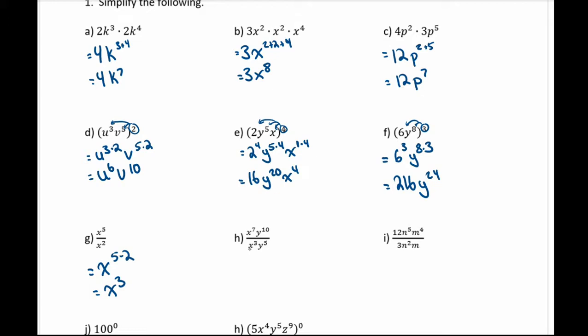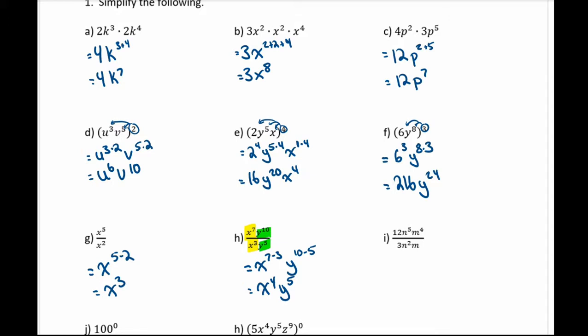H, we're dealing with multiple variables, so we focus on what's similar. We focus on just the x's and just the y's. So x to the power of 7 divided by x to the power of 3, so 7 minus 3. Y to the power of 10 divided by y to the power of 5, or 10 minus 5. We get x to the power of 4 times y to the power of 5 as our final answer.